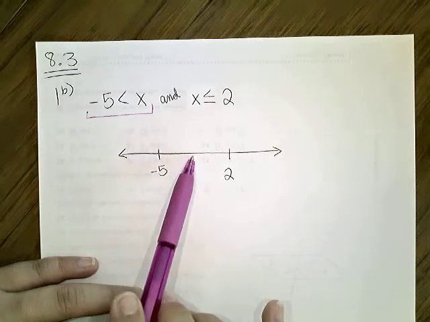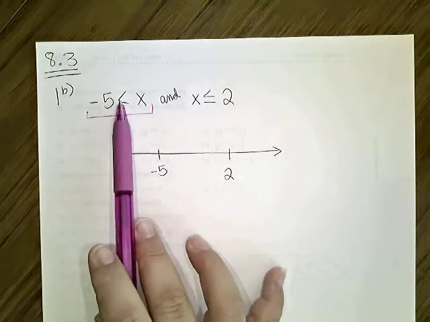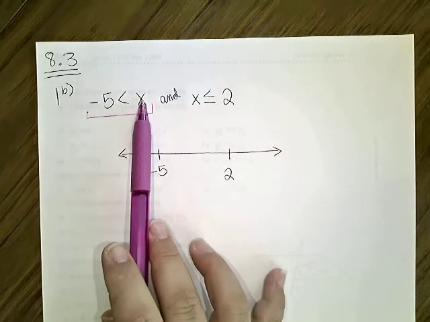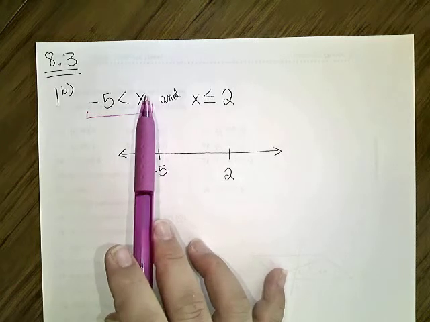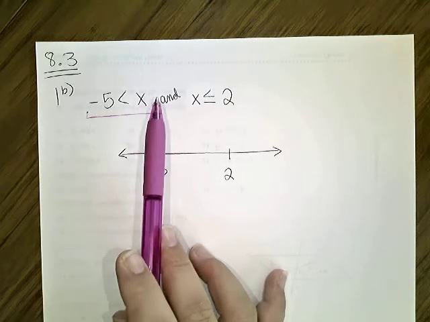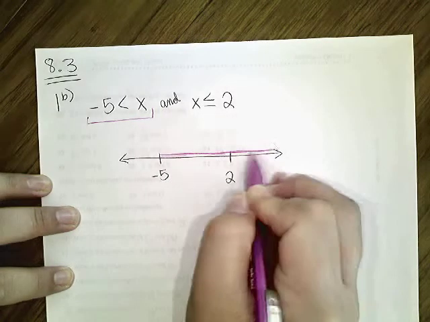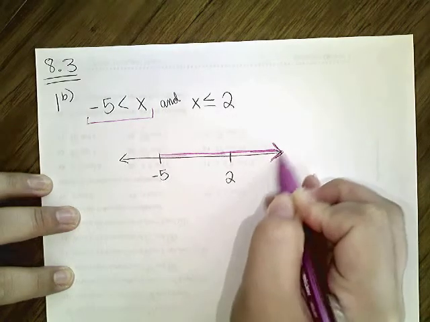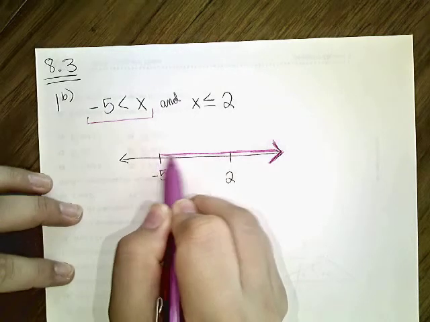Now let's try a number to the right of -5, and that would be 0. So -5 is less than 0. Is that a true statement? Yes, that is a true statement. We could even try larger numbers like 20. -5 is less than 20. That's a true statement. So we know that we would be shading everything to the right of -5 for that first inequality.